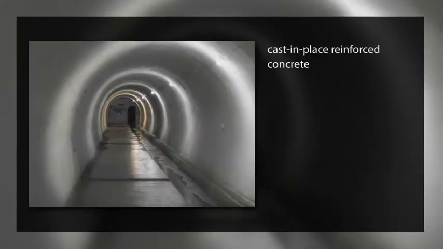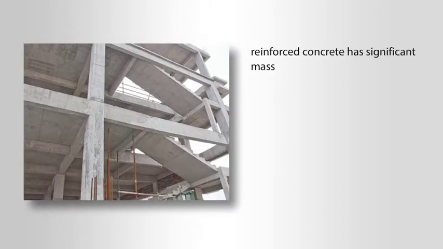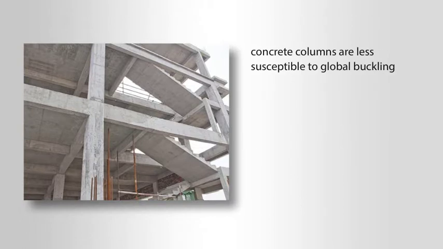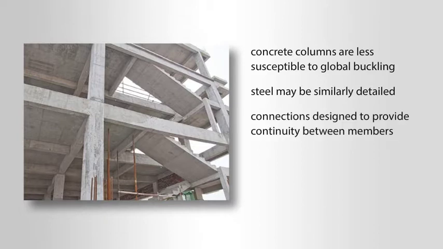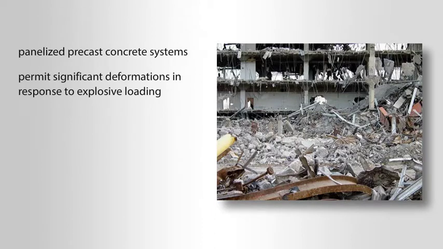Historically, cast-in-place reinforced concrete was the preferred material for explosion mitigating construction. This is the material used for military bunkers, and the military has performed extensive research and testing of its performance. Among its benefits, reinforced concrete has significant mass, which improves its inertial resistance. It can be readily proportioned for ductile behavior and may be detailed to achieve continuity between members. Finally, concrete columns are less susceptible to global buckling in the event of the loss of a floor system. However, steel may be similarly detailed to take advantage of its inherent ductility, and connections may be designed to provide continuity between members. Similarly, panelized precast concrete systems can be detailed to permit significant deformations in response to explosive loading, as demonstrated by the performance of Khobar Towers.